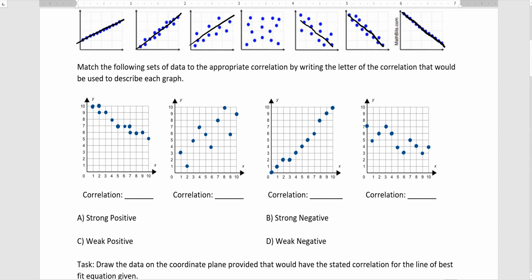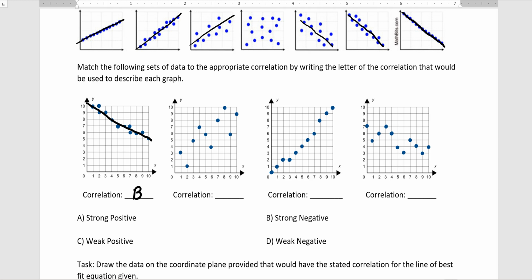All right, so let's see how we did here. Looking at this first one, I'd recommend starting by trying to draw a line of best fit. This one I would say that line of best fit looks a little like that. I can see that all my data is pretty close to that line. So I would say this is a strong data set. The question is, is it positive or negative? Since the slope of this line is negative, this would be a strong negative correlation.